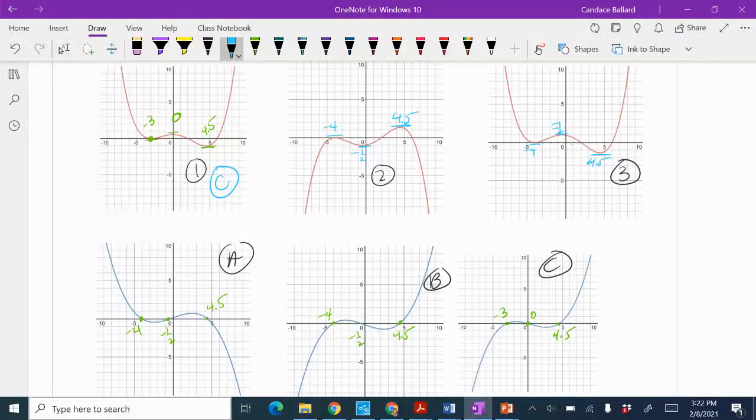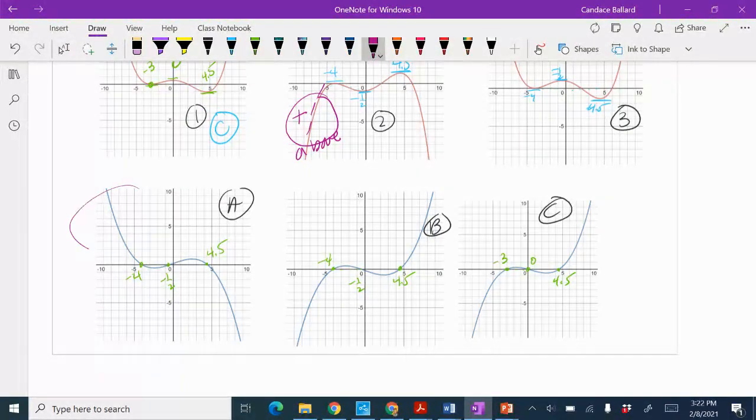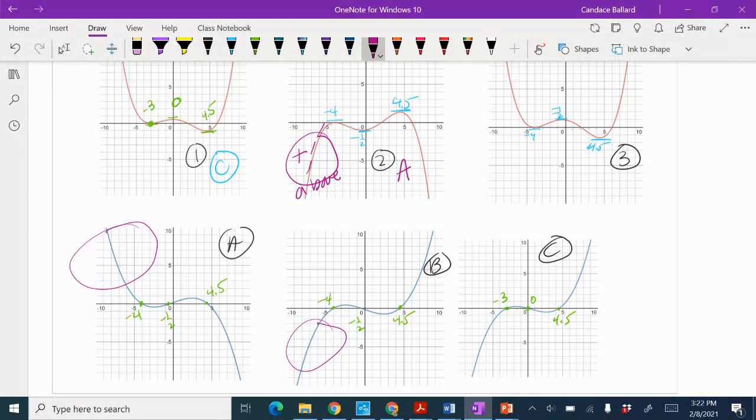I know that on graph 2, my slopes are positive to start, which means the derivative should be above the x-axis. So I'm looking at the two graphs I have left. I notice that in this one, it's above the x-axis, and in this one, it's below the x-axis. So this one should be graph A.